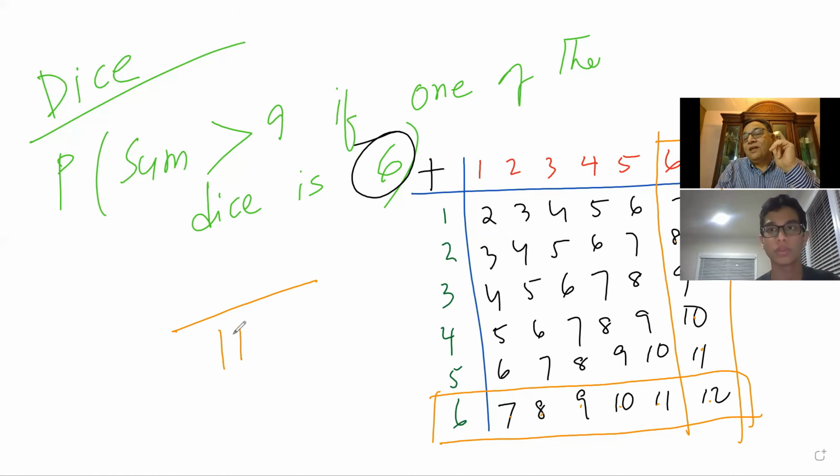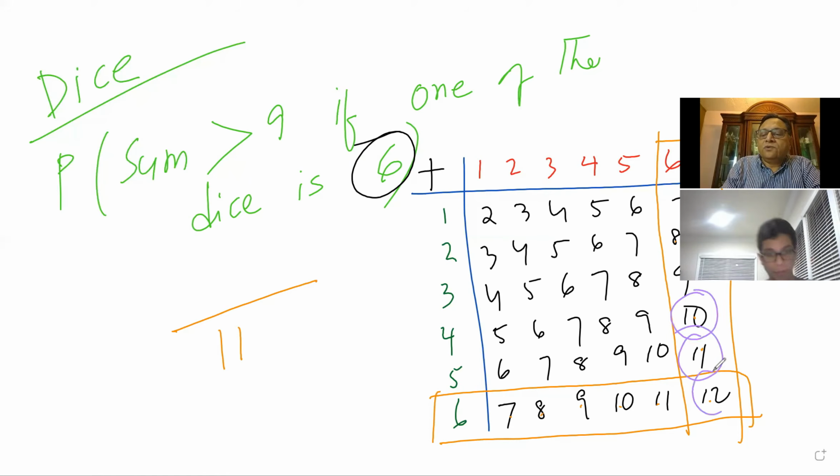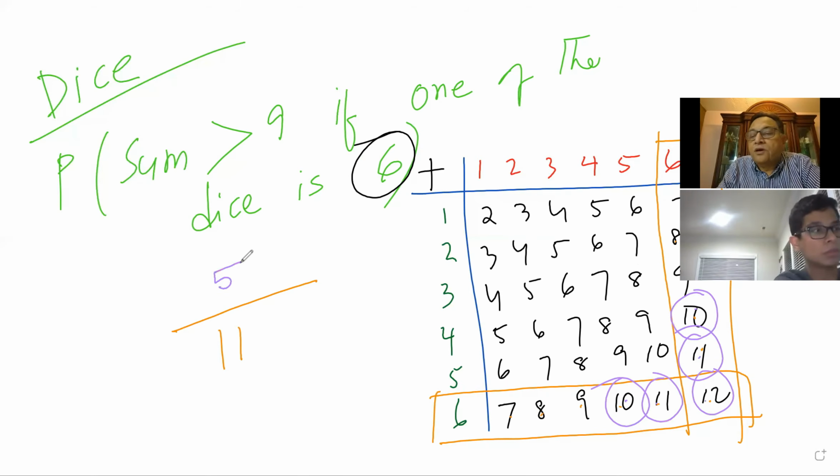Now, what happens? I'm looking for a number which is more than 9. So out of these, more than 9 is what for us? Well, it is 10, 11, and 12. Do you see that? How many? 1, 2, 3, 4, 5. So the probability of getting a number more than 9 is 5 out of 11. Do you see that part?